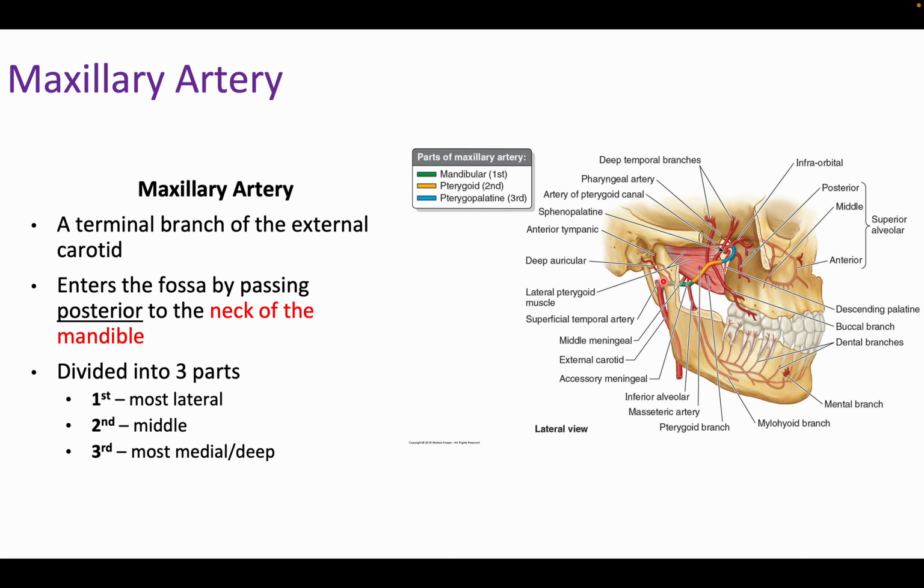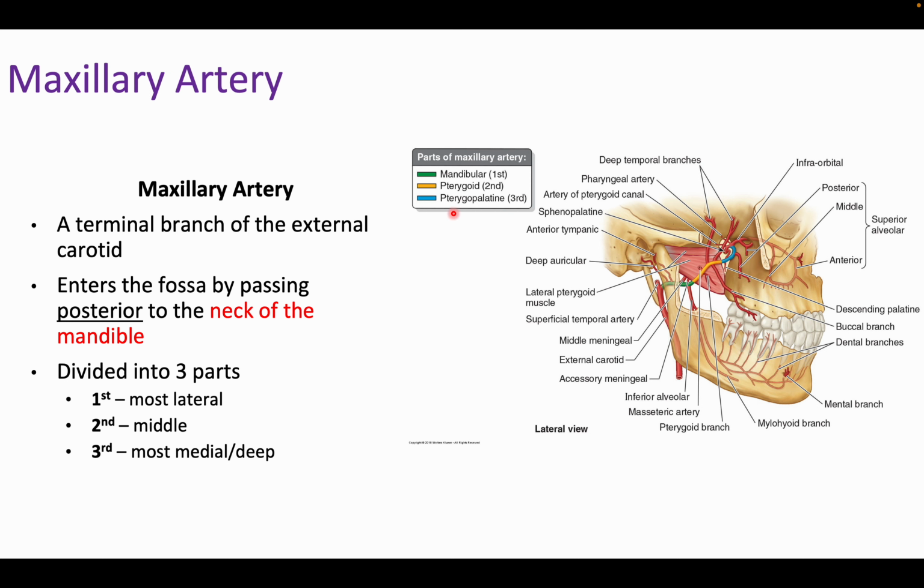And so, as we have seen, it is a common trend with arteries that have a lot of branches. We're going to group them off into 3 sections just to make it easier to talk about and think about. And so those sections are divided by the lateral pterygoid muscle. So we can see the boundaries of that kind of represent this one, this one, and this one. And so the most lateral one is going to be our first section, which is right where we're running behind the mandible. The second one is our middle section, and the third one is most medial or deep.